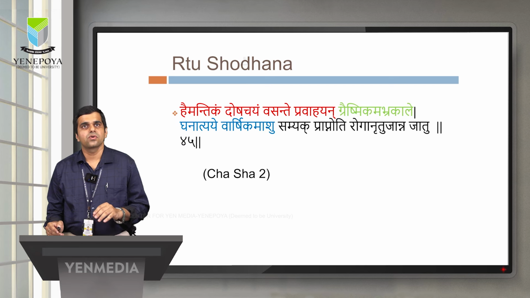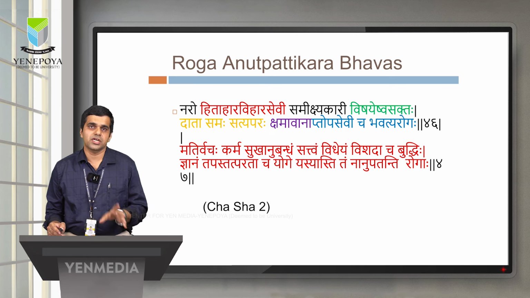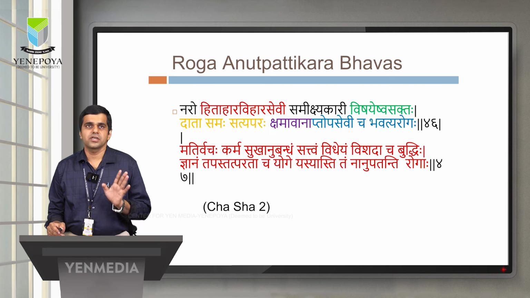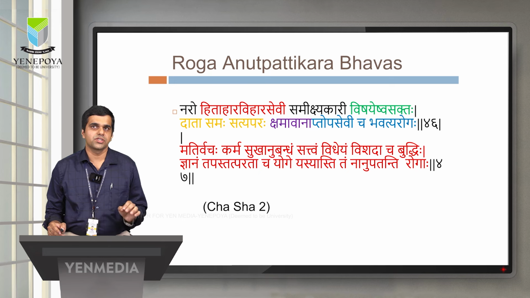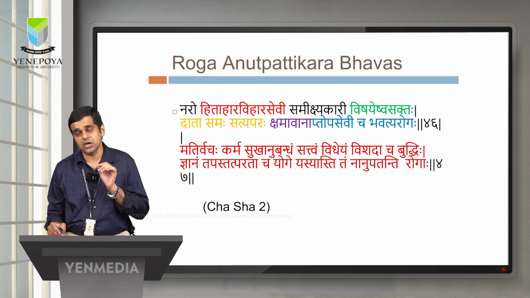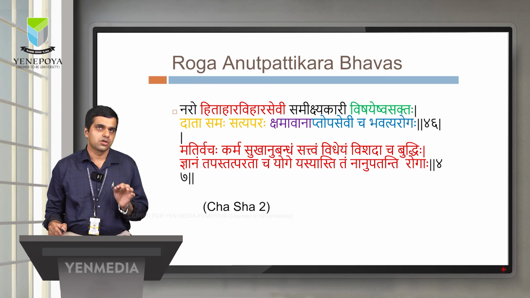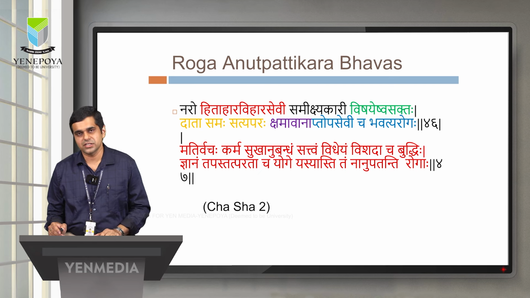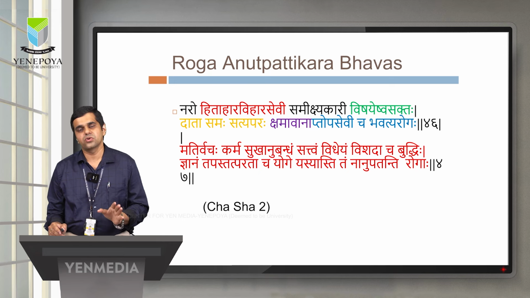Okay. Now, coming to the next slide, Roga Anutpattikara Bhavas. Now, this is according to Charaka Sharirasthana, how we should prevent the disease. Naro hitahara vihara sevi samikshakari vishayeshu asaktaha data samaha satyapara kshamavan aptopasevi cha bhavati arogaha. Look at the last word, bhavati arogaha, meaning to say a person will not have disease. Who will not have disease? Naro hitahara vihara sevi. Those individuals who take hita ahara as well as hita vihara, one who takes wholesome ahara as well as wholesome vihara.